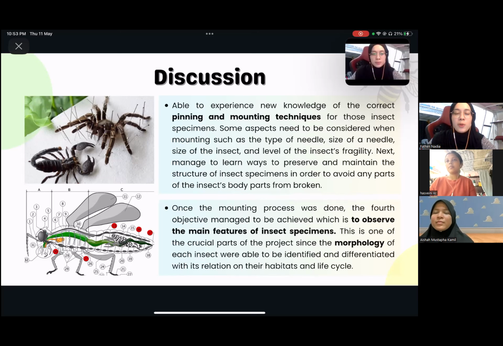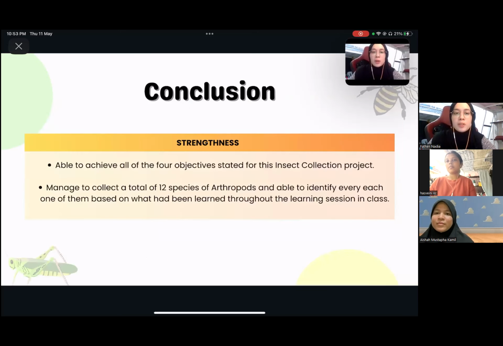As for our conclusion, we found the strengths and the limitations of our project. The strength of this project is that we were able to achieve all four objectives that we had stated for this insect collection project. We also managed to collect a total of 12 species of arthropods and were able to identify each of them based on what had been learned throughout the learning sessions in class.